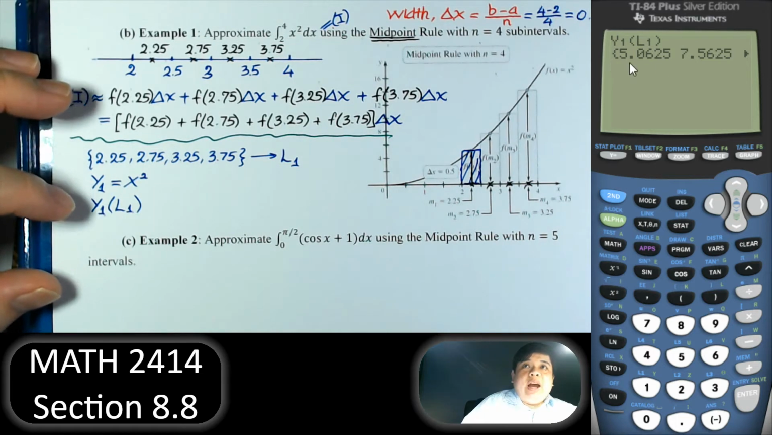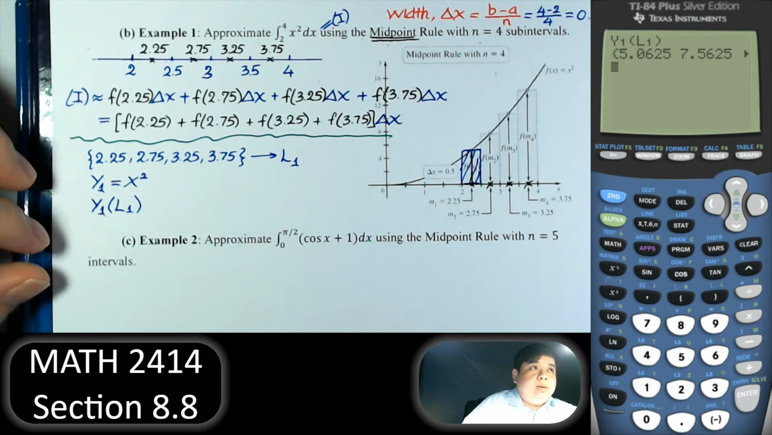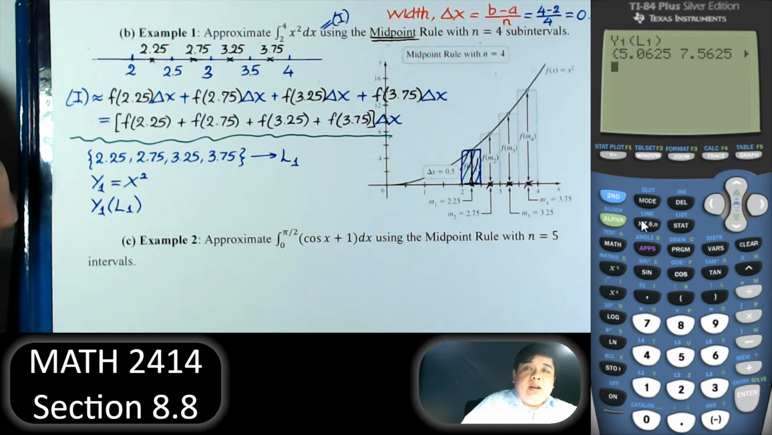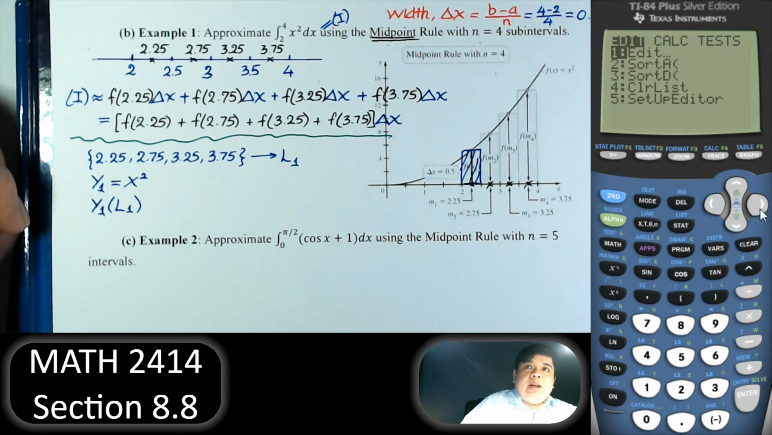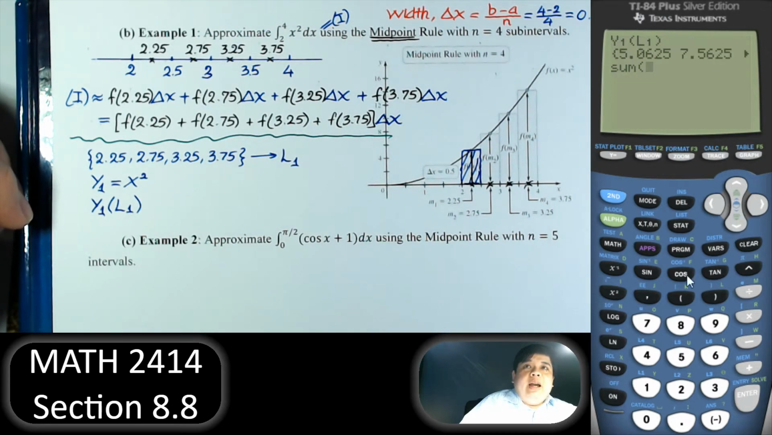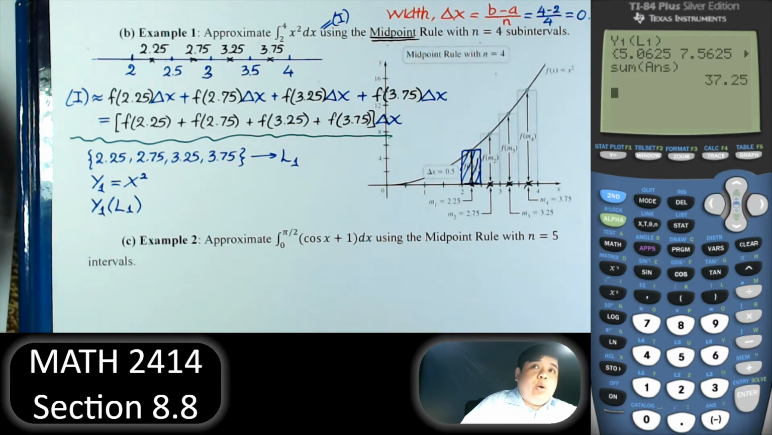And then finally, we're going to add all of this up. To add all of this up, it is in the stat menu, so hit second stat, and go to math, option number 5, and then second, the negative sign. So we're going to add everything on that list. Right, so we have that. So that's one way to do it.